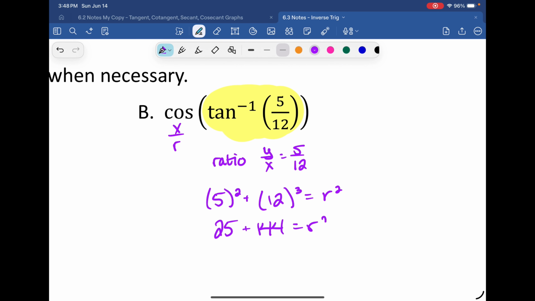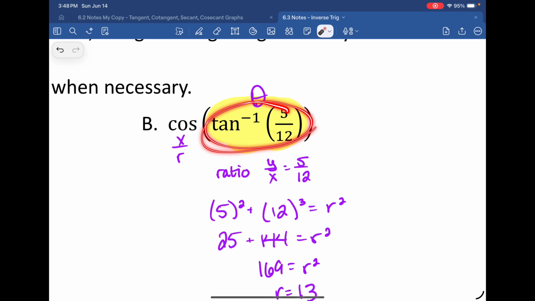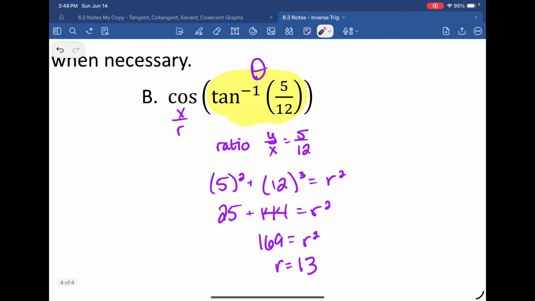All right, inverse trig of anything is an angle. So all of this nonsense right here is an angle. I want the cosine of this angle. Cosine is x over radius. I know x is 12, and radius is 13.